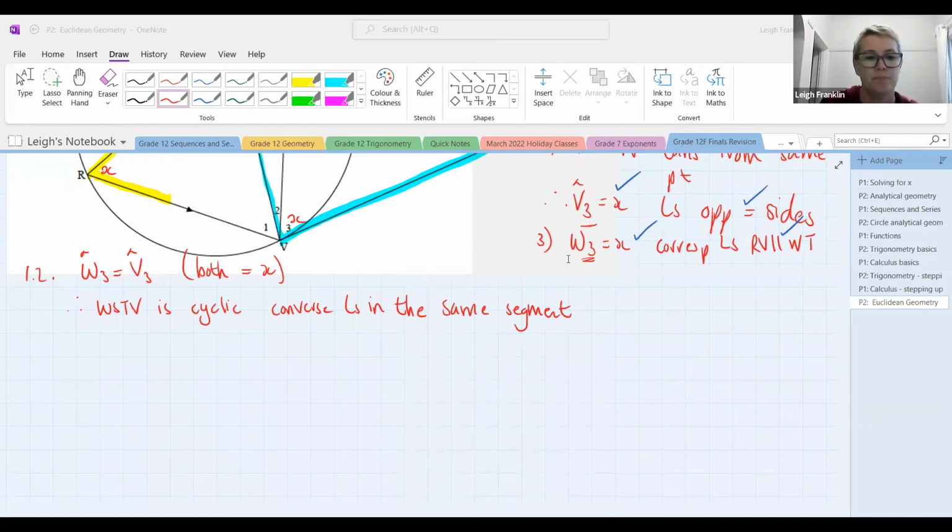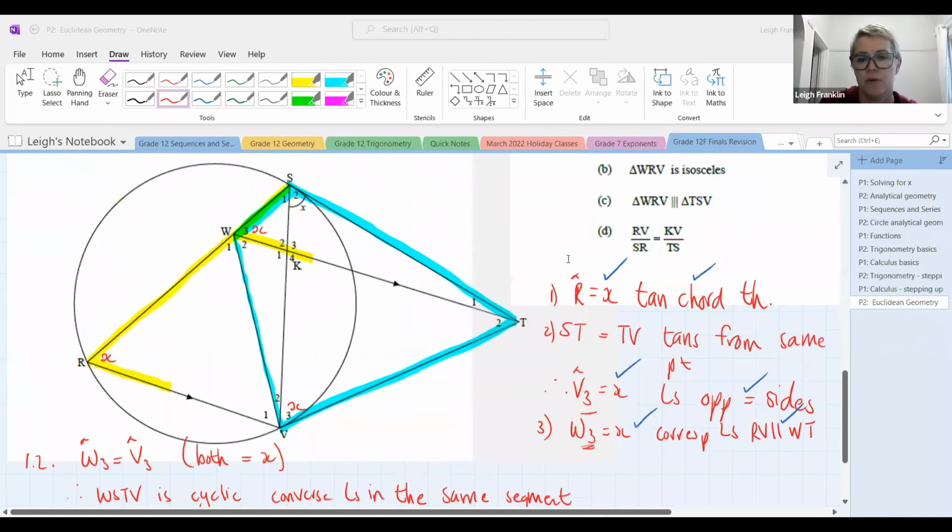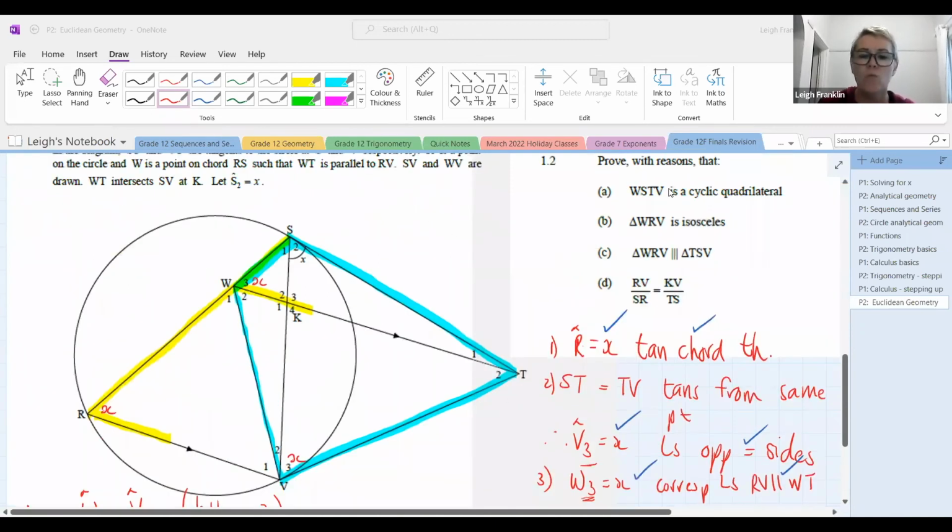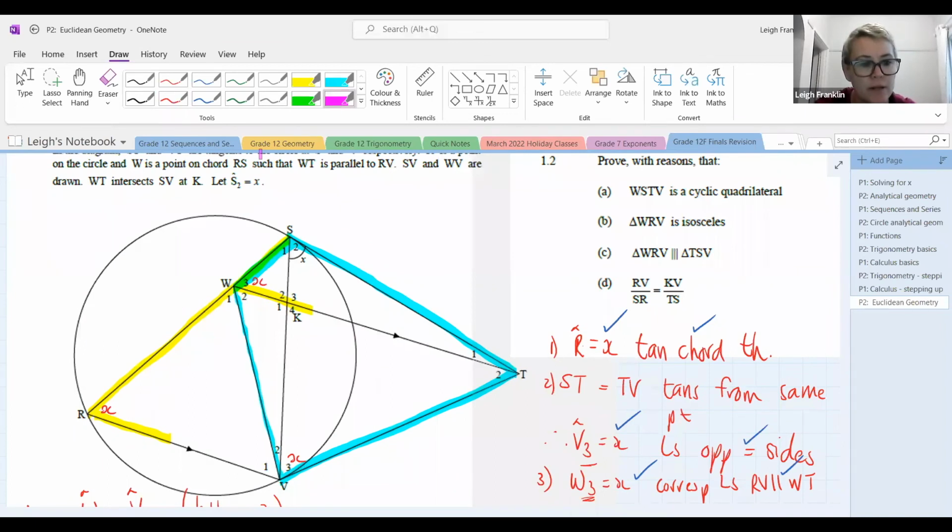lovely. Okay, good stuff. All right, now they want us to prove the triangle WRV is isosceles. So I'm just going to highlight triangle WRV. Here it is. And they want us to prove that it's isosceles. What does that mean? What are they essentially telling us we need to do?